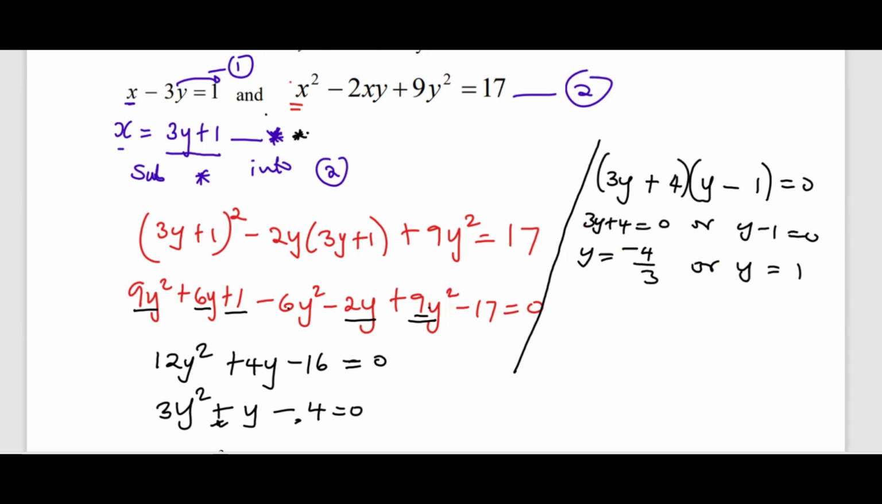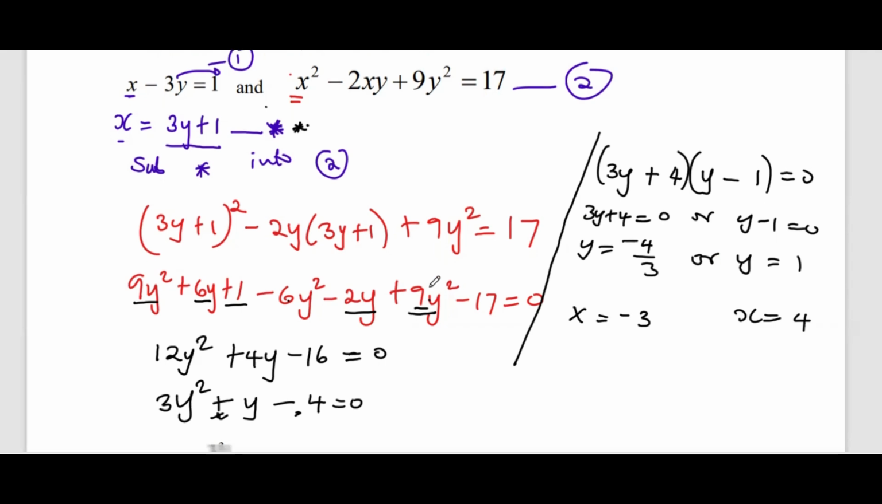Then we need to get the values of x just using this equation star. Now from equation star, if I use negative 4 over 3, it's going to be 3 times negative 4 over 3, and then we plus the 1. That's going to give me a negative 3. So x is going to be a negative 3. And then this side, if my y is a 1, it's going to be 3 times 1, which is 3, plus 1, then it's a 4. So this x is going to be a 4. So you can just leave it like that. This could be maybe 5 marks or 6 marks.